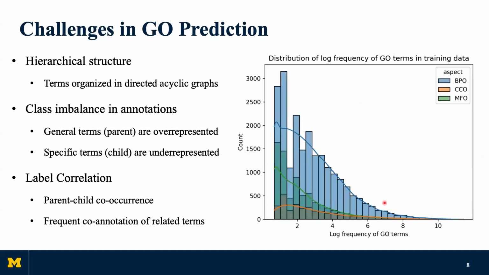Here the graph on the right displays the log frequency distribution of GO terms. This reveals a heavily right-skewed distribution across the three aspects. The common terms have a very high number of proteins annotated, while the very specific terms are large in number, but have fewer proteins annotated.